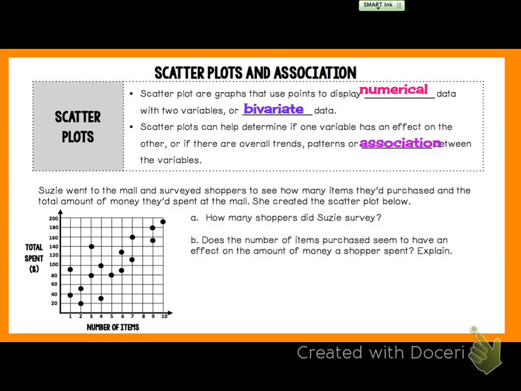Okay? So first we need to see how many shoppers she surveyed. Well, all you have to do is count the points. When you count the points, you would see that she surveyed 16 shoppers. Okay?